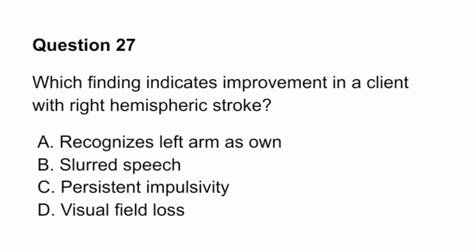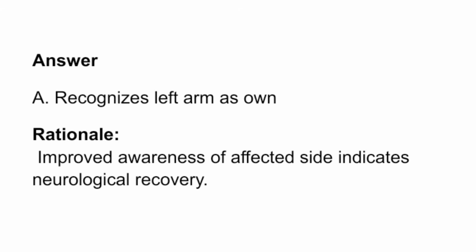Question 27. Which assessment indicates improvement in a client with right hemispheric stroke? A. Recognizes left arm as own, B. Slurred speech, C. Persistent impulsivity, D. Visual field loss. Answer: A. Recognizes left arm as own. Rationale: improved awareness of affected side indicates neurological recovery.